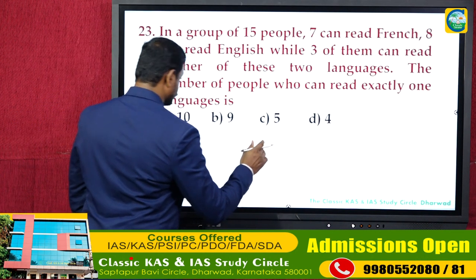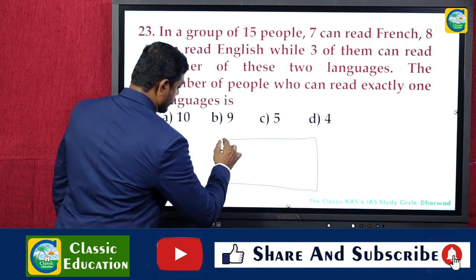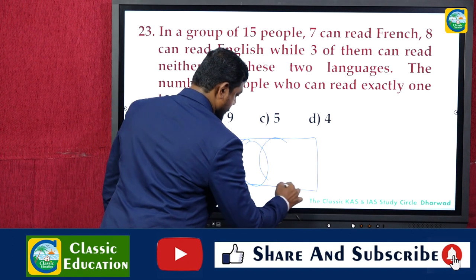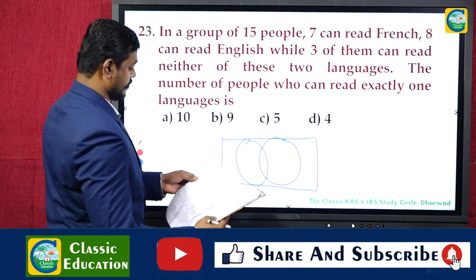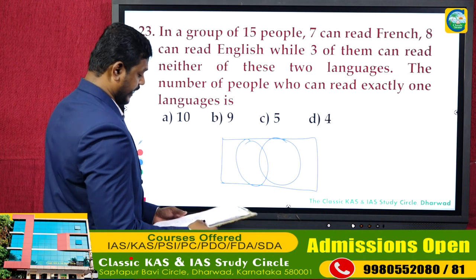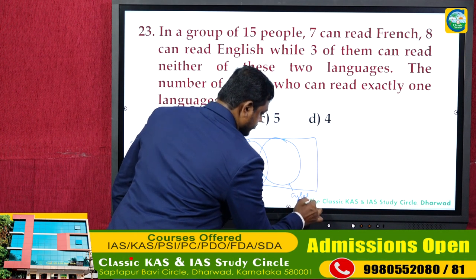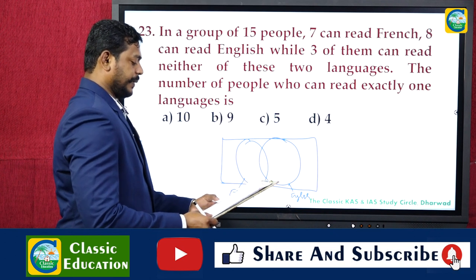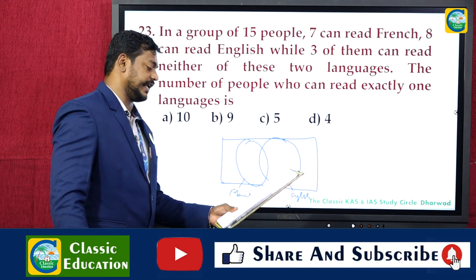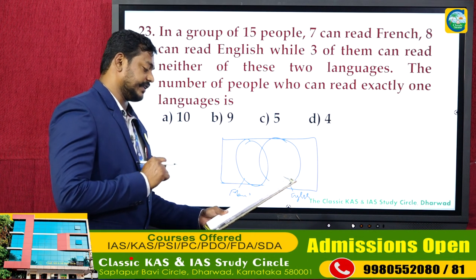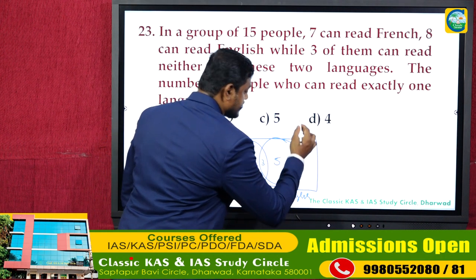For example, here. Let me check it here. Right. So here it is. We'll take French and English as the two languages. So this one we'll take as French, and this one is English. Right, friends. So a group of 15 people, 7 can read French, 8 can read English, while 3 of them can read neither of these two languages. The number of people who can read exactly only one language, like this. For example, we have to write like this, 4, 3, 5, right, then here it is 3.